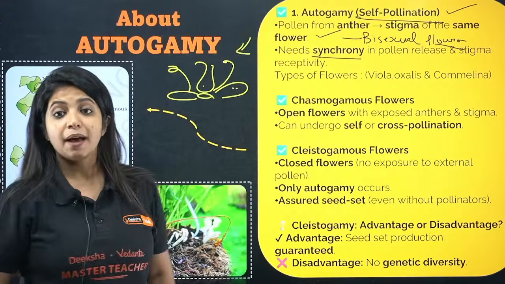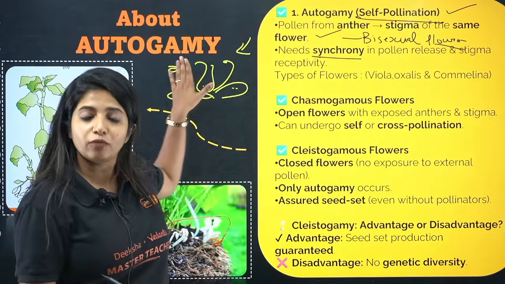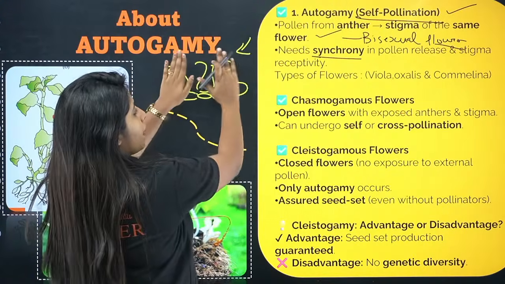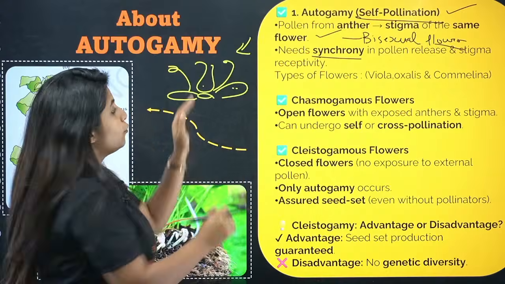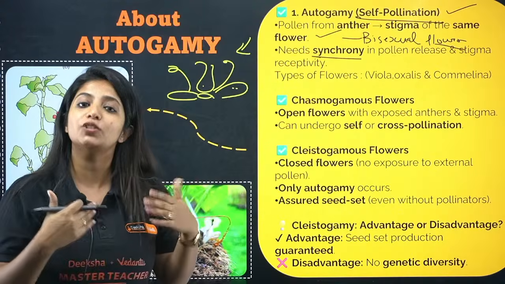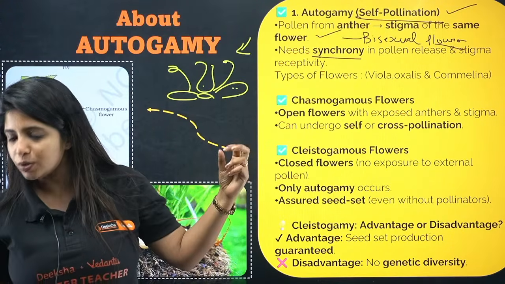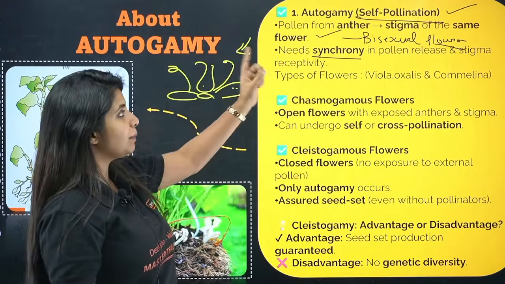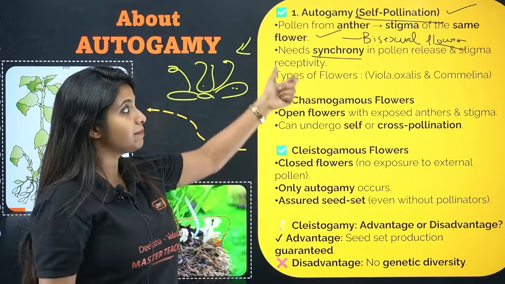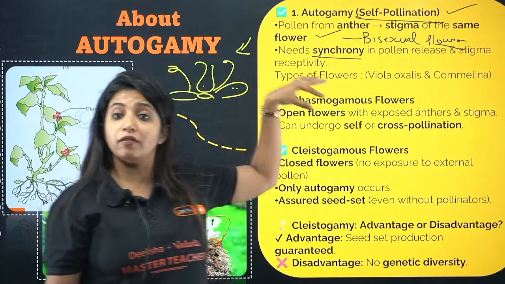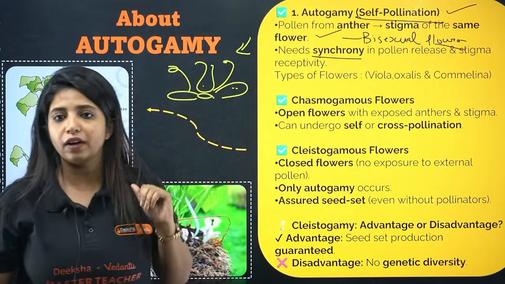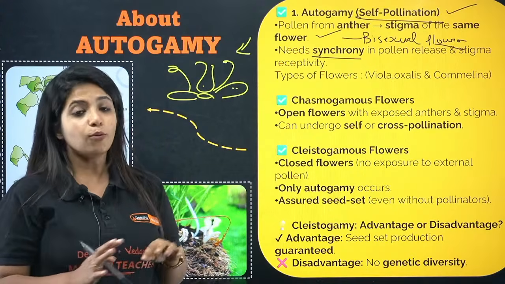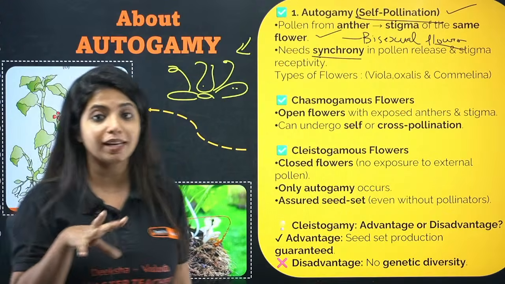This is known as bisexual. If only the female part is there, I'll say it's unisexual. If only the male part is there, I'll again say it is unisexual. When you have both the organs, you say it is bisexual. So for autogamy, you need synchrony in pollen release and stigma receptivity, and the flower has to be a bisexual flower as well.